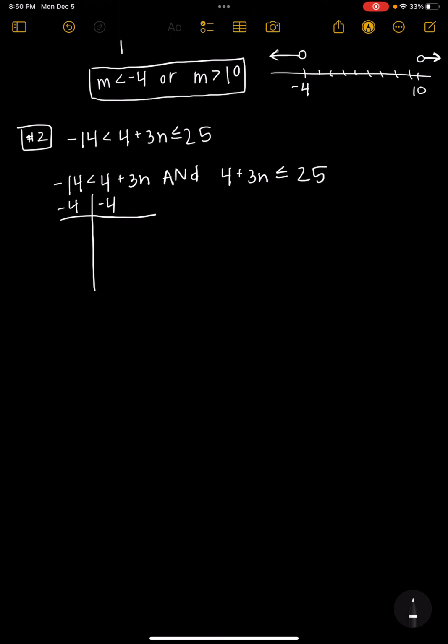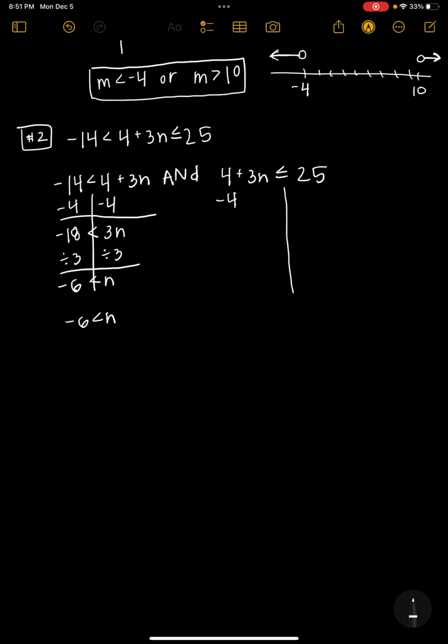We get negative 18, and then 3n, and we're going to divide by 3 to get rid of that 3 by the n, and then negative 6. Okay, so we know this negative 6 is less than n, and I'm going to leave it like that instead of putting the n on the left side, and there's a reason I'll show you at the end. So now, on this side, we're going to do the same thing.